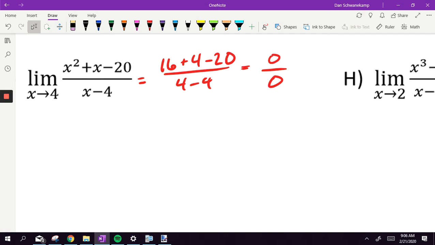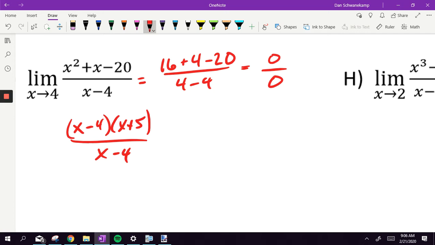0 over 0. If we get 0 over 0, it's indeterminate form. So Joseph, what are we going to do next? What did you factor that top into? x minus 4 times x plus 5, and on the bottom it's x minus 4. If you get 0 over 0, you should be able to cancel. Can we do that here?